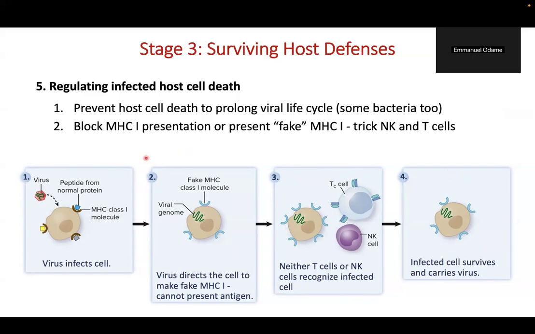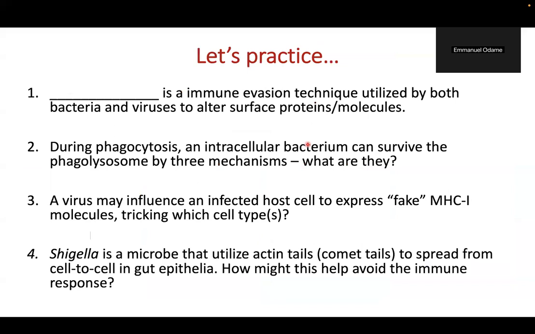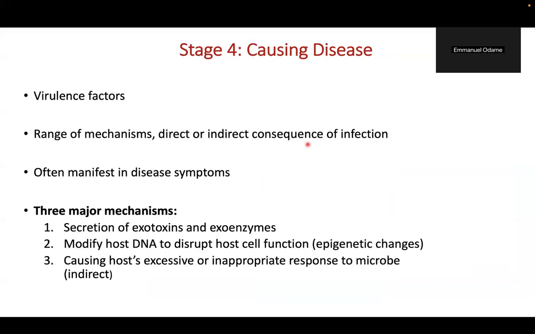The second one is to block MHC1 presentation and then present a fake MHC1 to fool natural killer cells. That's the one I talked about earlier. They prevent the host cells from making MHC1, and the pathogen will now produce a fake MHC1. So the NK cell sees it and thinks, oh, this is a self cell, and then they ignore it. Basically, it's just a trick. So look through this, we also practiced this in class.